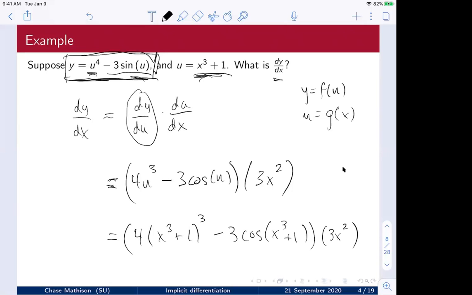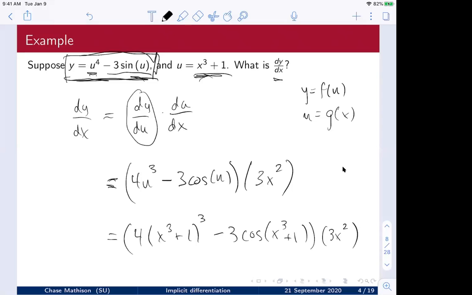And notice if you had first plugged in x cubed plus 1 and done the chain rule the other way that we've been doing it, where we discussed what is the outside function, what is the inside function, this is still exactly what you would have gotten, just a slightly different form.